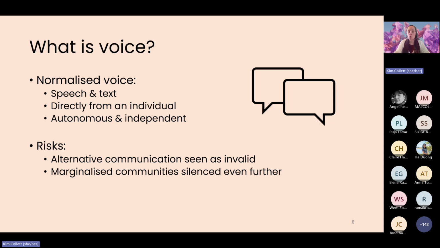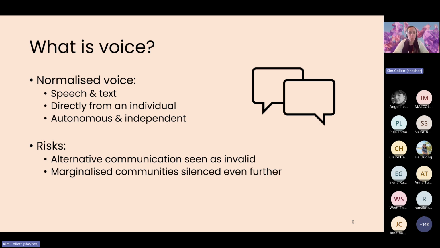We think about people being able to talk. We think about people being able to write. That is what we tend to think about when we think about voice. It comes directly from an individual person. It's autonomous and independent. Especially in the sorts of societies that we live in, places like the UK, where we have quite a neoliberal idea of society, where it's all about autonomy and independence. So as soon as we add in things like an advocate into that, we suddenly get this nervousness about whether that's the right way to do things, whether that changes somebody's voice, whether that is a lesser form of communication.